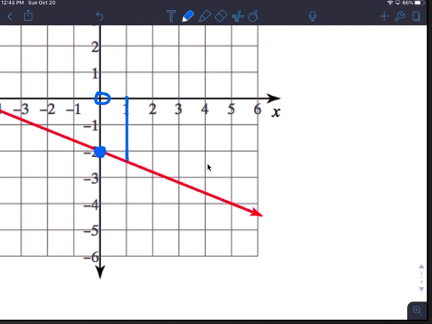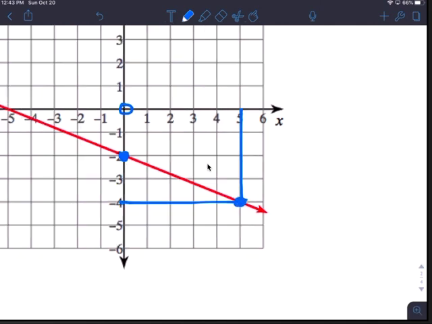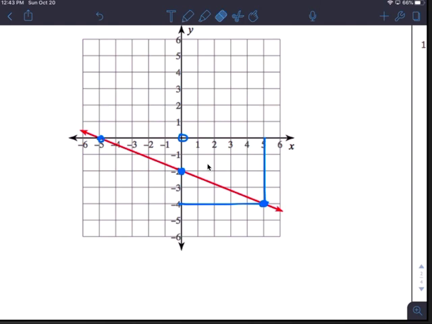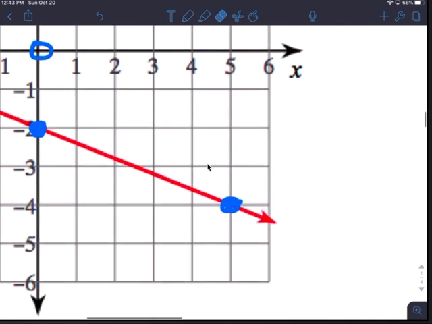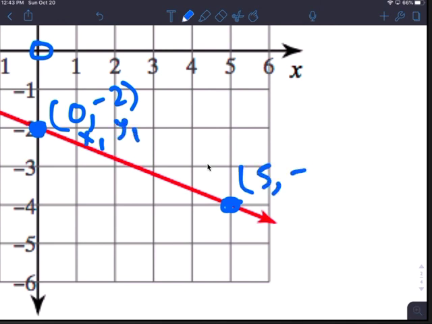And then 1 I can't because there's no number to decide. 2, I can't because we don't want to estimate. 3, nope, no 3 either. 4, nope, no 4. Oh, I can use 5. 5, and it goes down to negative 4. Okay, I'm going to use these two dots, or you can use the one up there. 0, negative 2, that's x sub 1, y sub 1, and 5, negative 4.